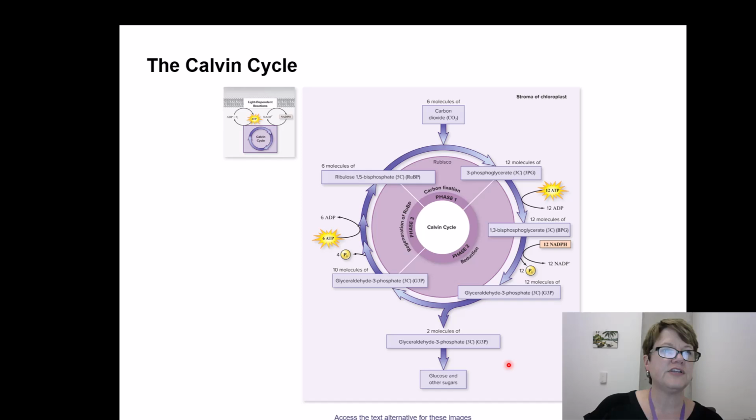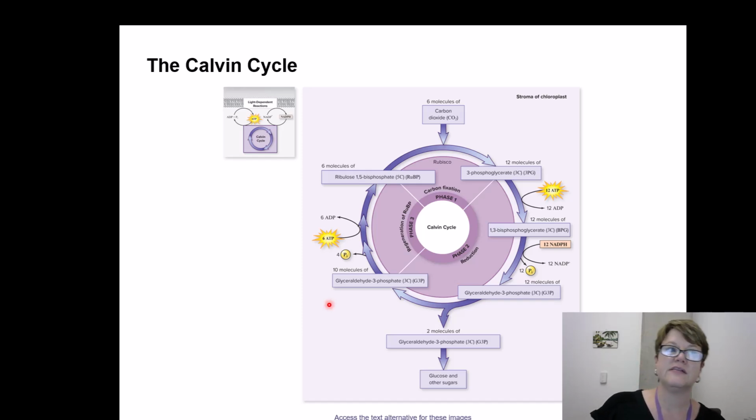So on this diagram, they show it in multiples of 6. If you have 6 molecules of carbon dioxide and 6 molecules of RuBP, then each 1 carbon dioxide will attach to 1 RuBP, but you multiply that times 6. Then when you look at everything that goes on in the cycle, 12 ATP are needed over here, 6 ATP are needed over here. So a total of 18 ATP are needed, and those are provided by the light reactions.